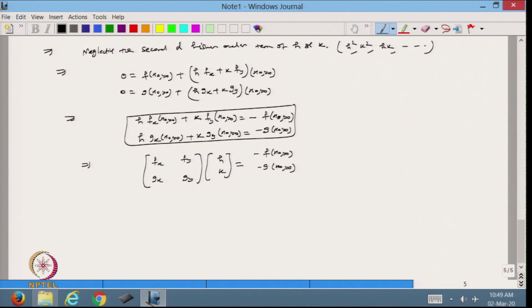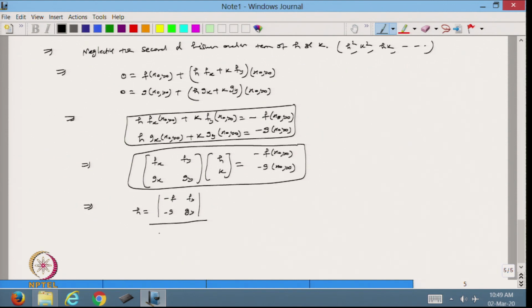So, based on this I can solve the system of equations using Cramer's rule, because I am considering that this matrix is non-singular, as my functions f x and f y and g x and g y give me a non-singular matrix. So, based on this I can find my h. That h will be minus f, minus g, f y, g y, divided by the determinant.